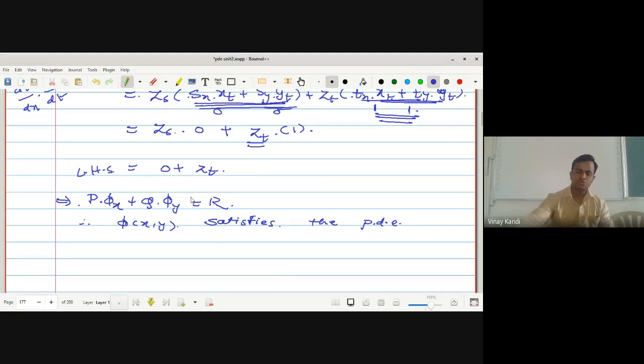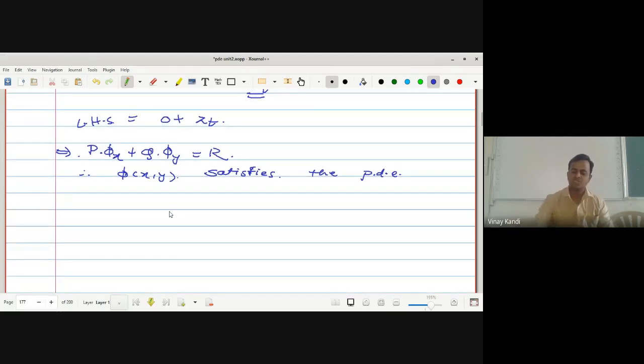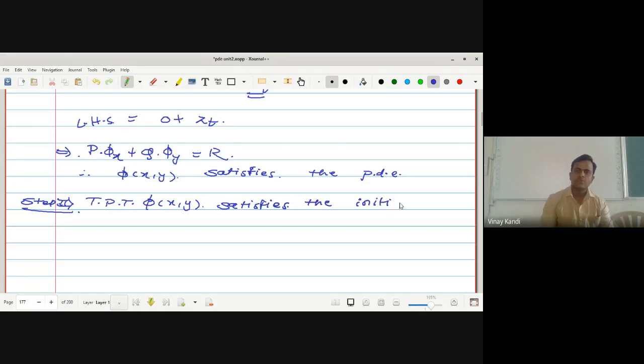Now step number 2, to prove that phi of xy also satisfies the initial condition. What is the initial condition? z is the function of x naught of s and y naught of s, is equal to z naught of s.